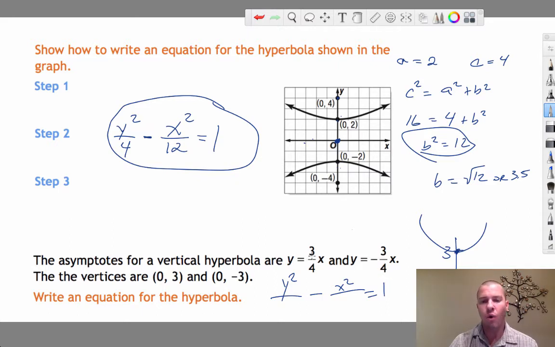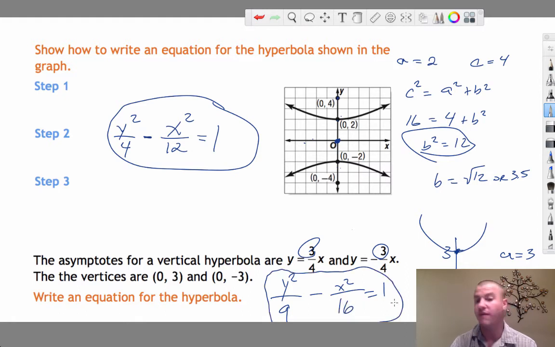So under my y is going to be this numerator. That's my a. a is equal to 3. b is equal to 4. So that means under the y squared is going to be a squared, which becomes 9. Under the x is going to be my b squared, which is 16. And if all I'm looking for is the equation, then that's it.